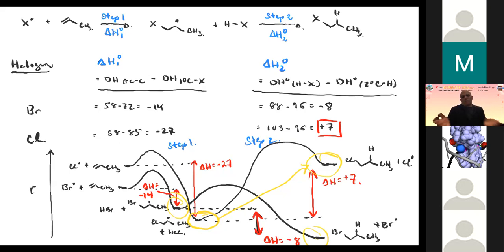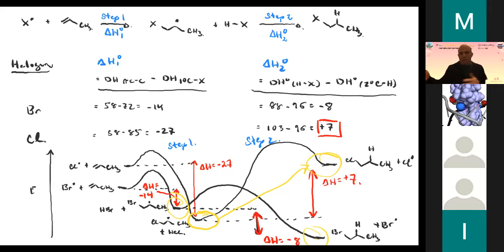You get stuck because again, nature doesn't have a memory. You know what I'm saying? Nature doesn't remember that it just went down by 27. All it sees is that I have to go uphill by 7. And so it can't do that. Okay, so basically it gets stuck.